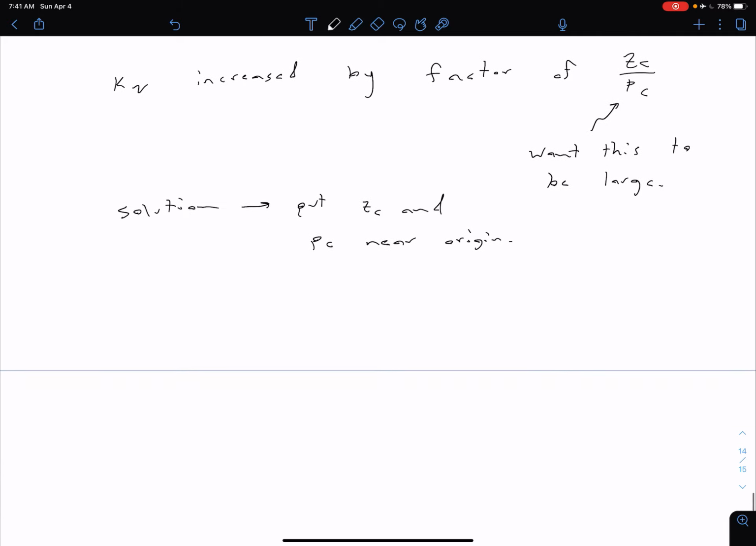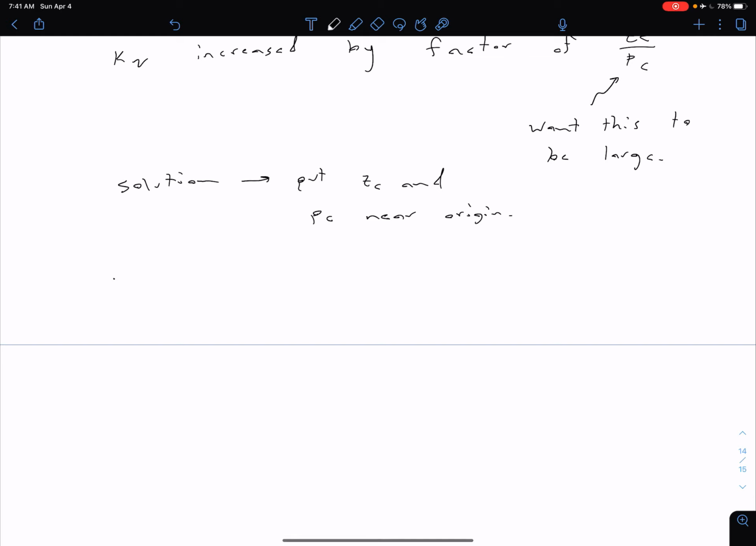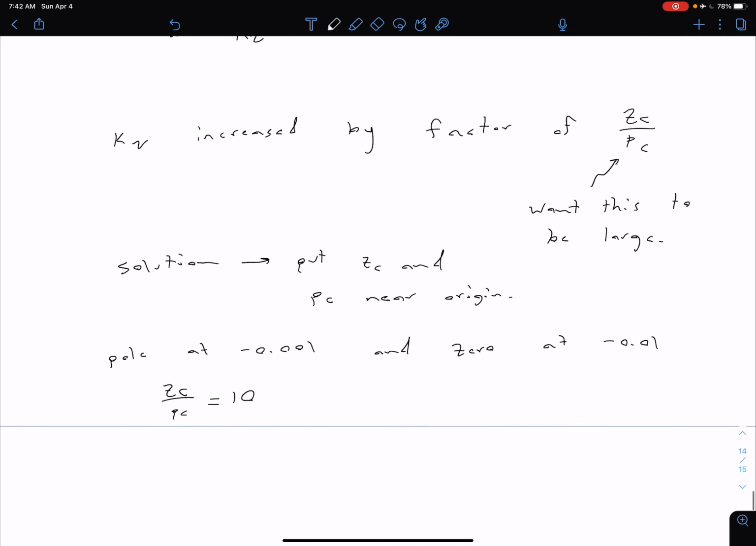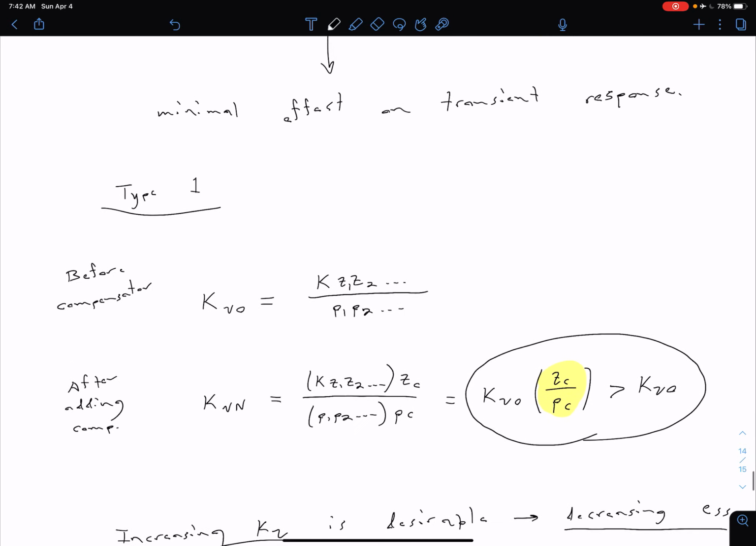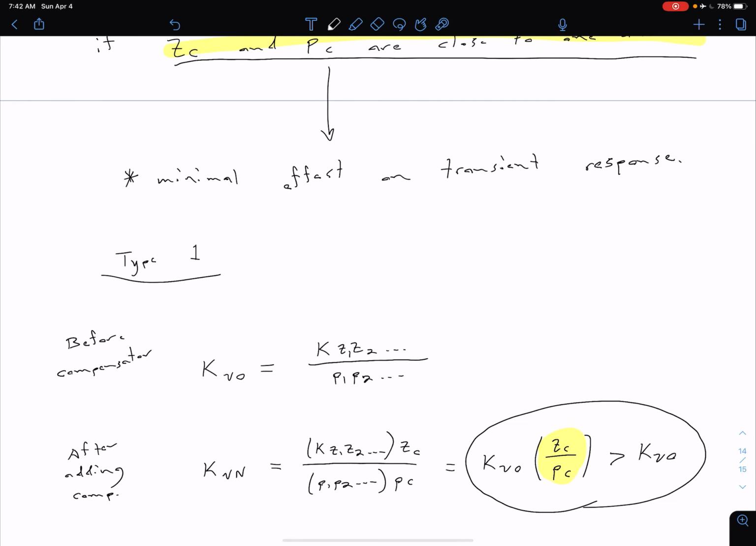So for example, if we consider some numbers here, let's say we put our pole at some point that's negative 0.001, and we had our zero at some point negative 0.01. So now, of course, these are pretty close to each other, so they're almost essentially 0.01 apart. However, the ratio ZC over PC is equal to 10. So in that way, we can have a relatively large ratio while still ensuring that our ZC and PC are close together, ultimately indicating that we have a minimal effect on our transient response.